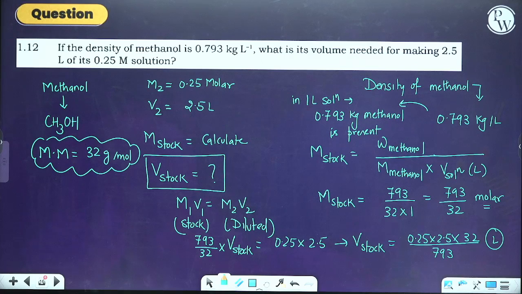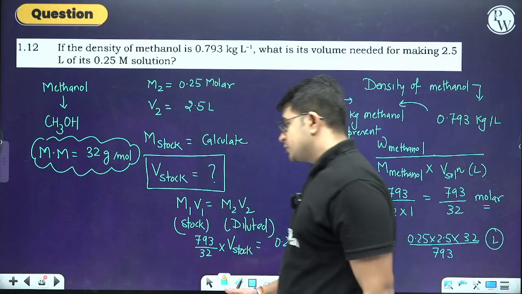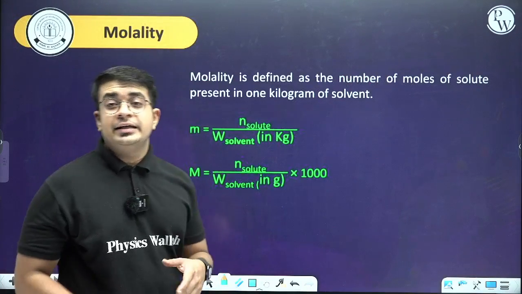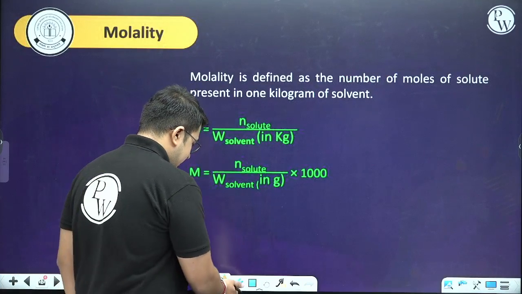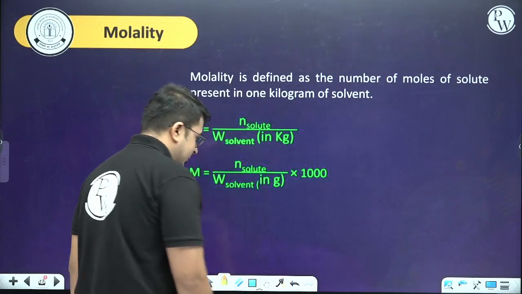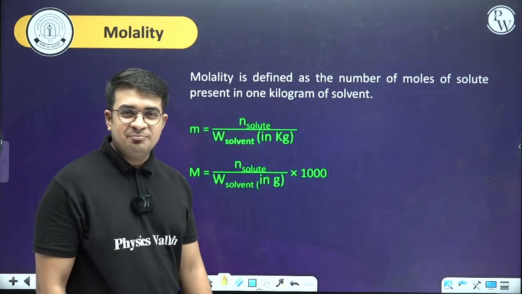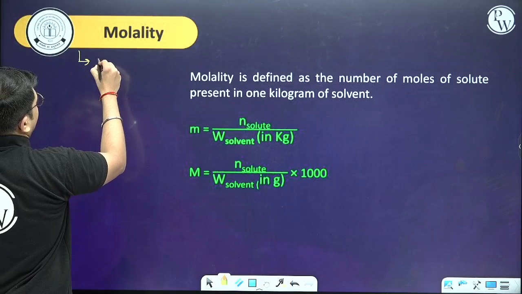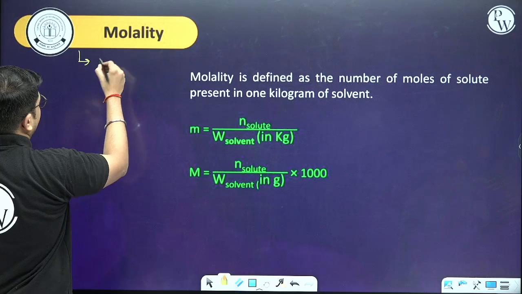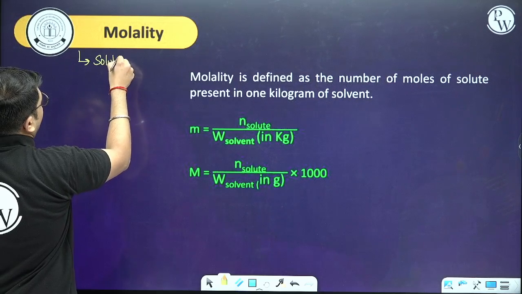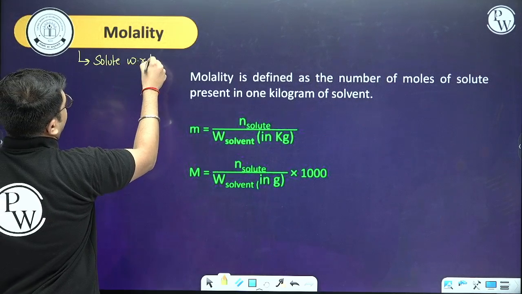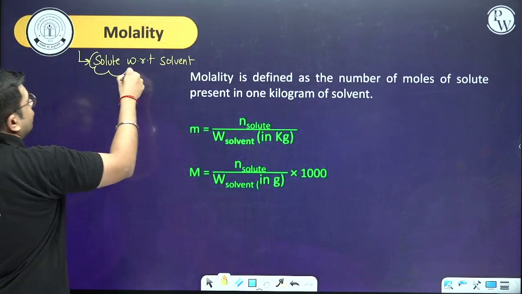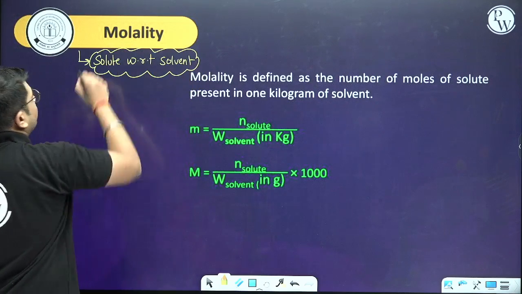Okay, now let's talk about the next portion, which is the concept of molality. Now remember, this is a very interesting concentration term, because in this particular case I am expressing the relation, or comparing solute with respect to solvent. So you can see this is the only one where I am comparing solute with respect to solvent.